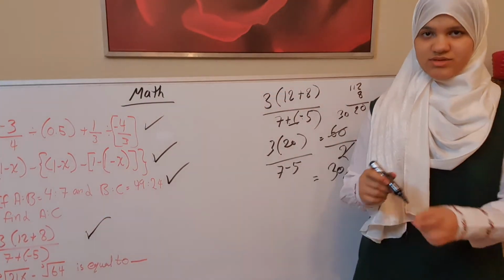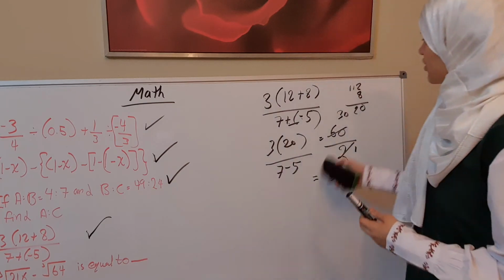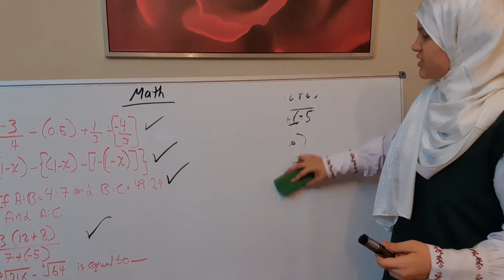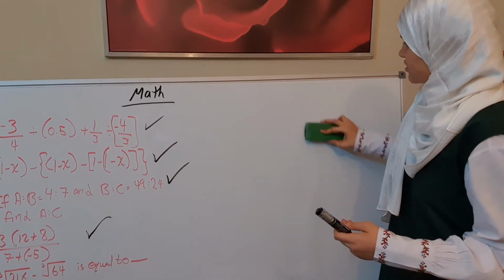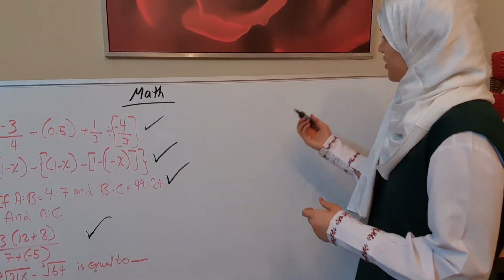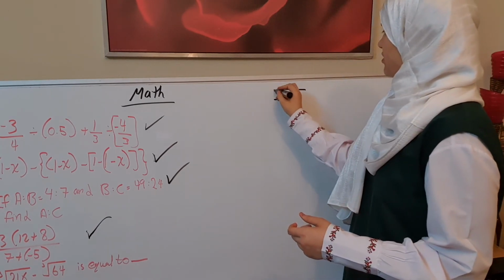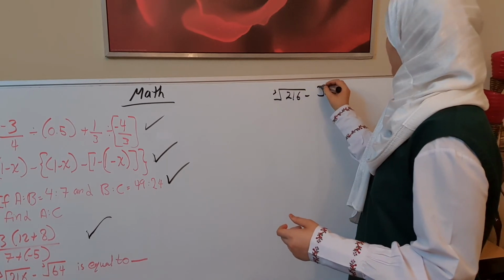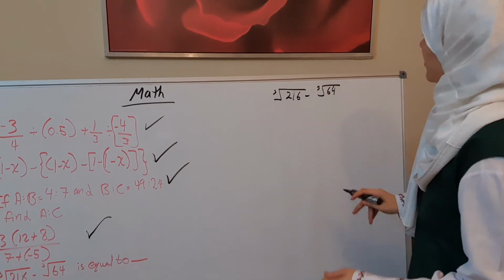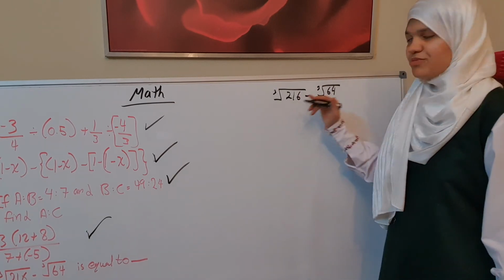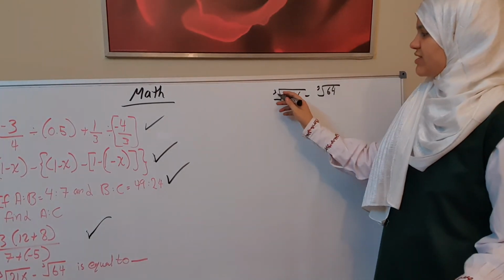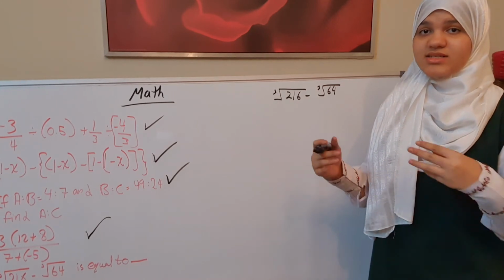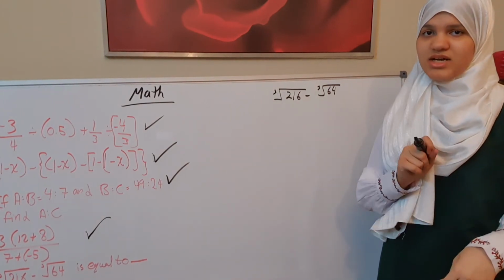Now the fifth question. It's talking about the cube root. To find the cube root of 216 minus the cube root of 64. Now, to be easy, we know that a cube is a perfect cube number, that's a number multiplying itself 3 times.